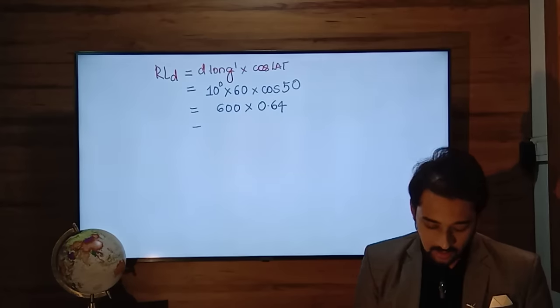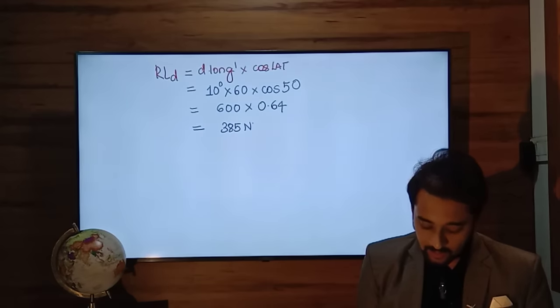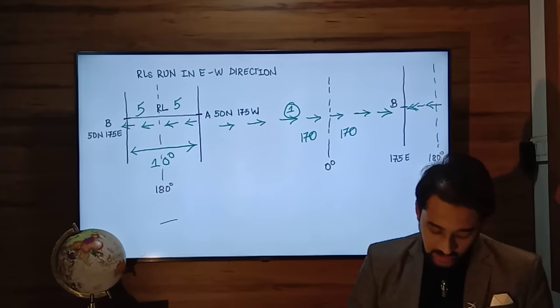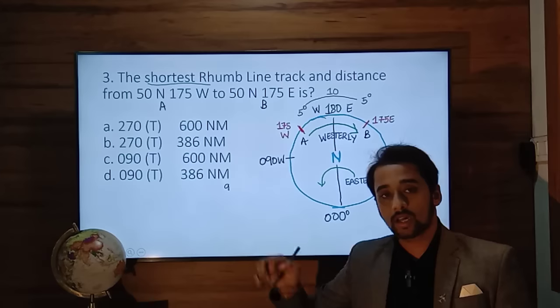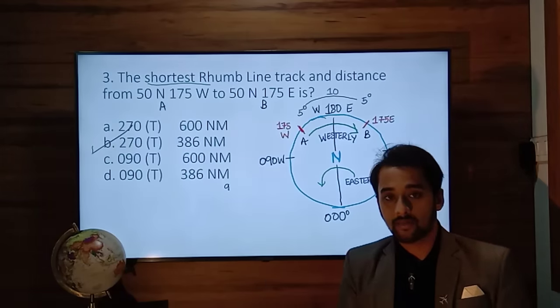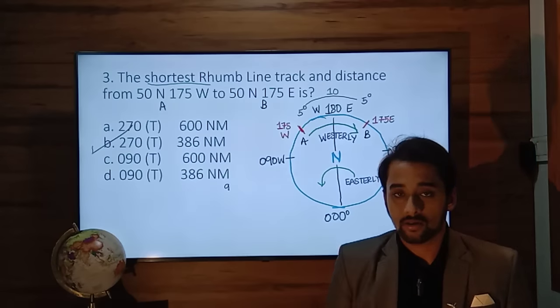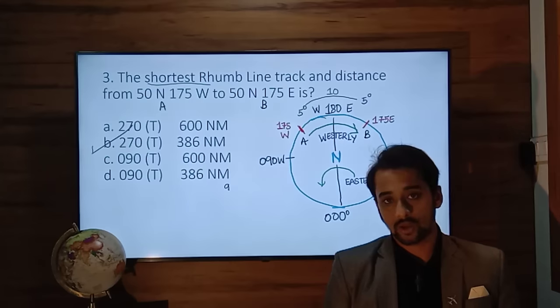0.64 something. So multiply that by 600, it will give you approximately 385 nautical miles. So your Rhumb line distance is 385 nautical miles. So the closest option is option Bravo. So option Bravo will be the correct option: 270 degrees true direction from A to B, and then a Rhumb line distance of 386 nautical miles.